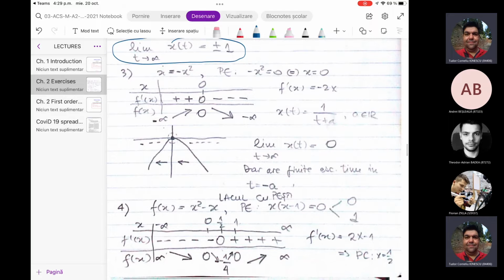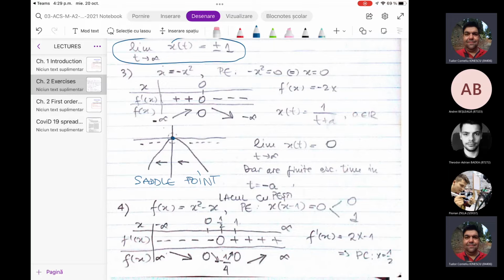Then you have x dot is minus x squared. A simple calculation. You have a single equilibrium point in 0, and this is a third situation we haven't discussed. It's a saddle point. Okay. Why? Because both signs are the same in this case. This is called a saddle point, just like the saddle of the horse. It's a saddle point, okay?